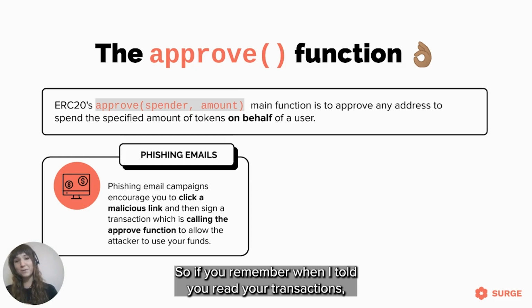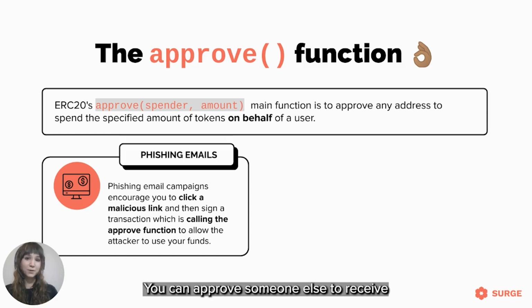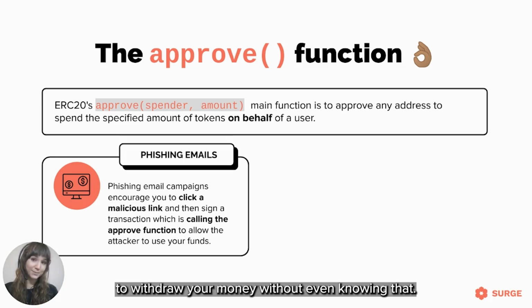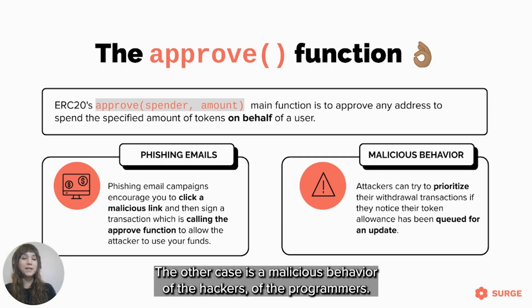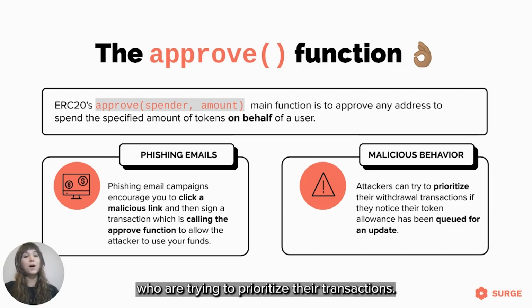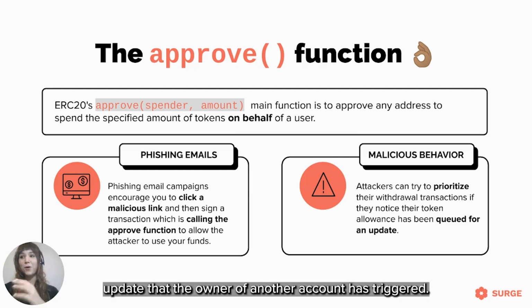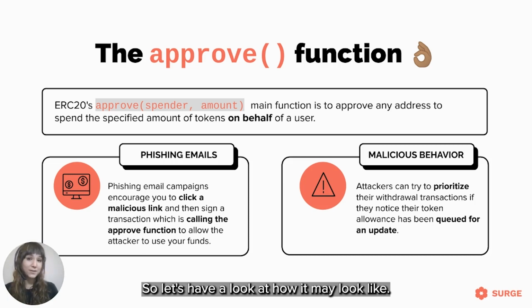So if you remember when I told you, read your transactions, this is the exact example that you should always have in mind. You can approve someone else to withdraw your money without even knowing that. The other case is a malicious behavior of the hackers, of the programmers, well, maybe not programmers, but other users of the network, who are trying to prioritize their transactions if they notice a certain update that the owner of another account has triggered. So let's have a look at how it may look like.